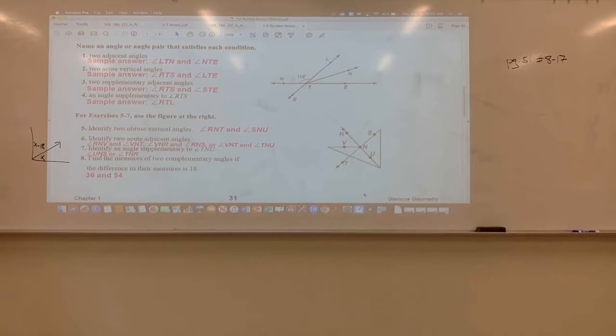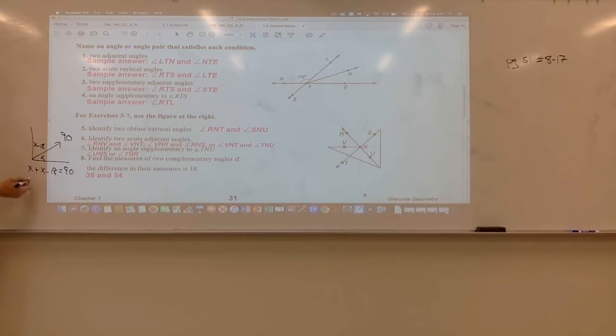So how could I set up an equation here to solve? If I know these 2 angles are complementary, what would an equation look like, if I call one of them x and the other one x minus 18? Almost. So I know that we're going to have 90 degrees in there somehow, right? Because they're complementary. So I don't want to just set x minus 18 equal to 90, but I want to add these together and set that equal to 90. So x plus x minus 18 equals 90.